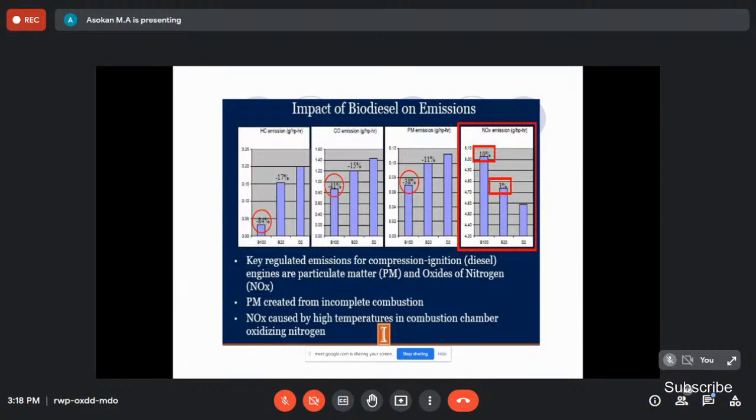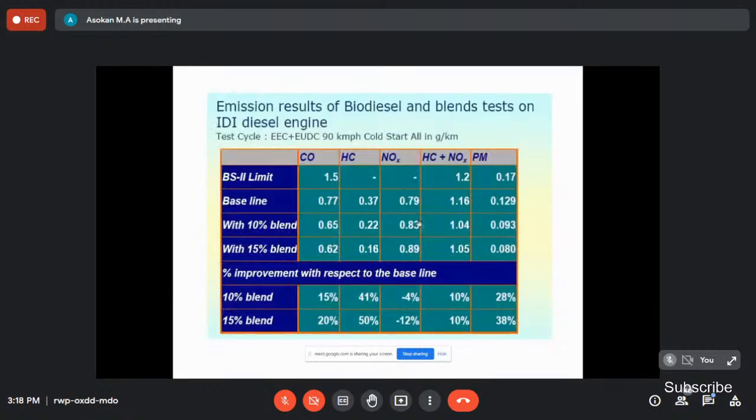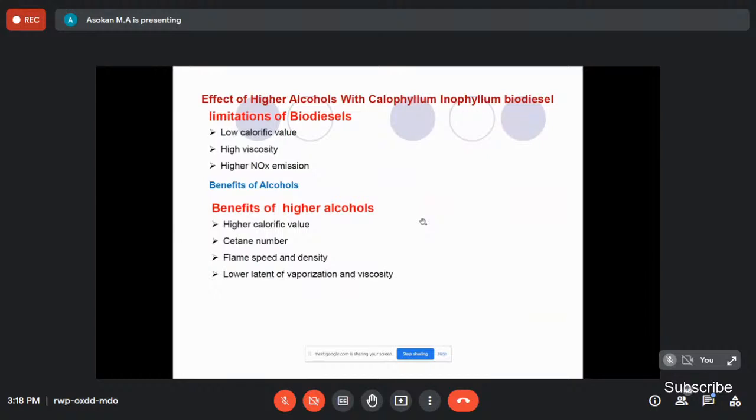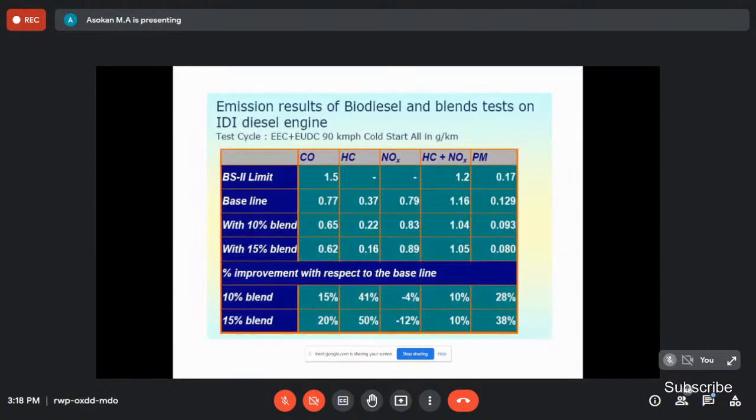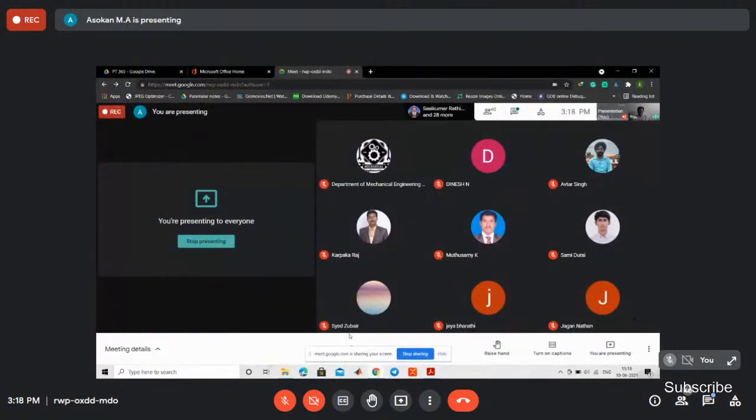Suppose a particular engine gives you 30% efficiency while using diesel. In the case of biodiesel, it gives almost 30%, or some engines even give higher efficiency than diesel. Right? Okay, I hope you understand. Okay. Right. I stop up to this. Any doubts? I can clarify.